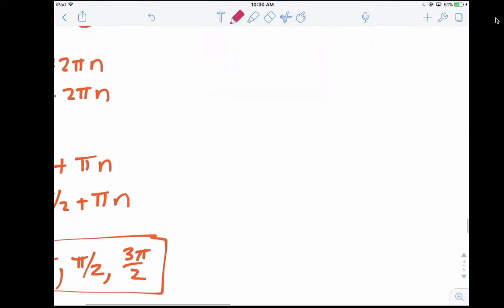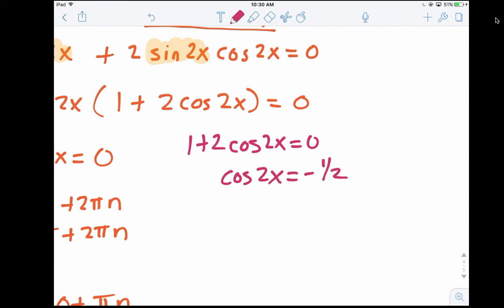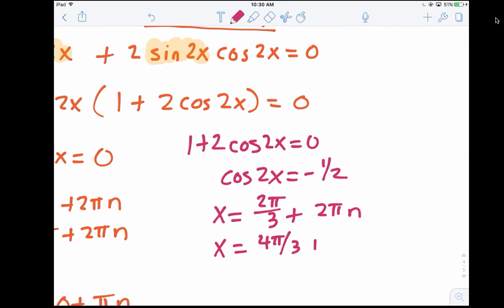All right, now if you move on to the other factor, you have 1 plus 2 cosine of 2x is equal to 0. So you have cosine of 2x is equal to negative 1/2. Okay, so you first want to figure out where does cosine equal negative 1/2. All right, so that's at 2 pi over 3 plus 2 pi n, and then the other one is 4 pi over 3 plus 2 pi n.